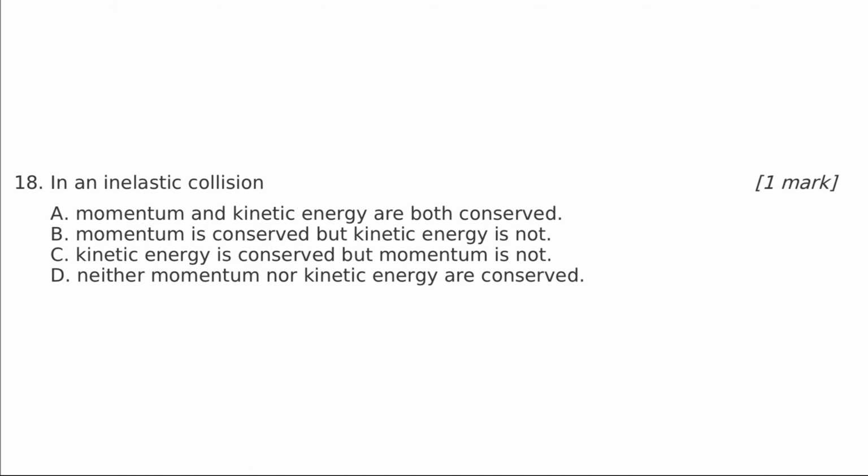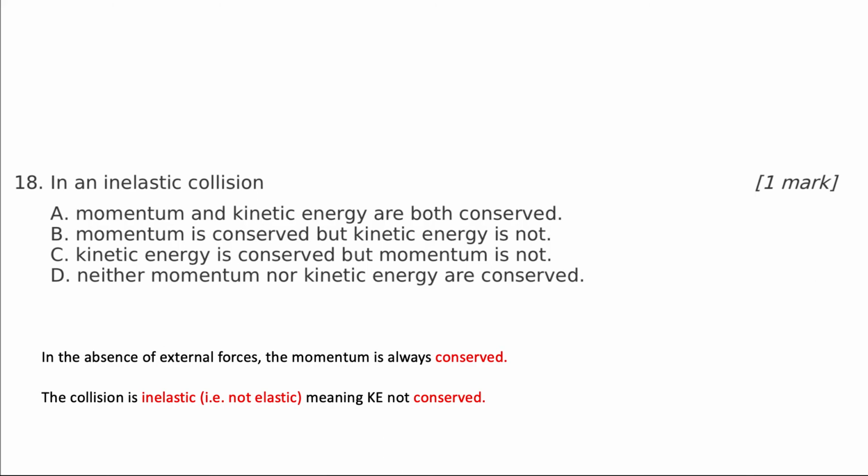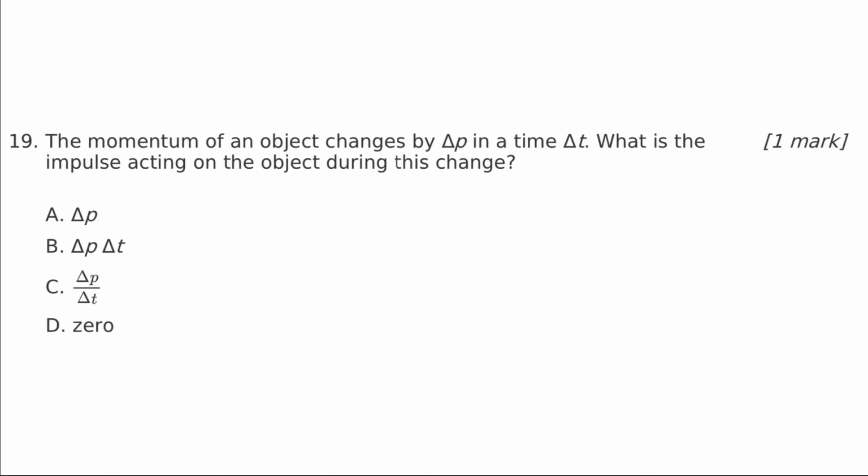In an elastic collision, we've had this before. External forces, momentum always conserved. Inelastic collision, therefore kinetic energy is not conserved. Momentum of an object changed by delta P in time delta T. What is the impulse? Again, the impulse is the product of force and time. That is equal to the change in momentum, and so therefore the impulse is the change in momentum here.